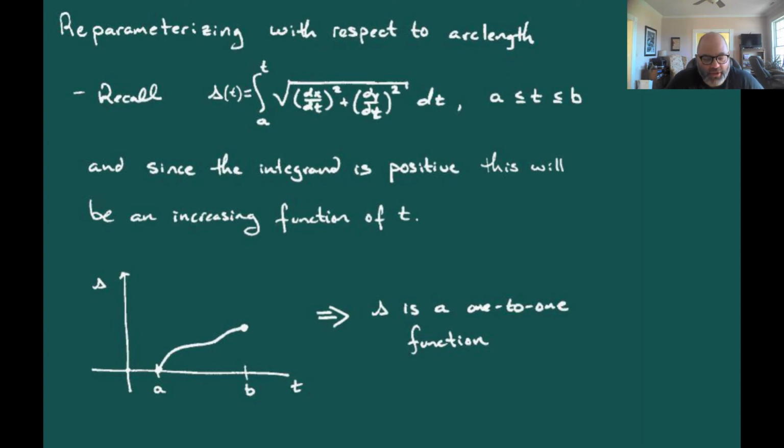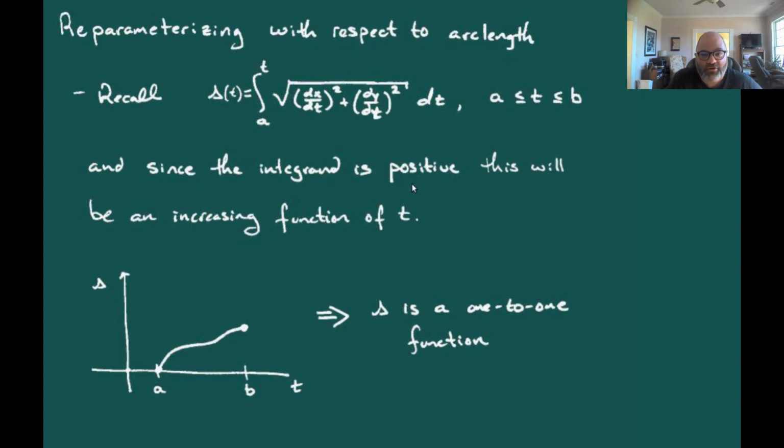Welcome everybody. Let's talk a little bit about reparameterizing with respect to arc length. And for that we need to start with what our arc length function was. So we have s of t being the integral from a up to t of the square root of (dx/dt) squared plus (dy/dt) squared dt. And t was going to have values in between a and b.